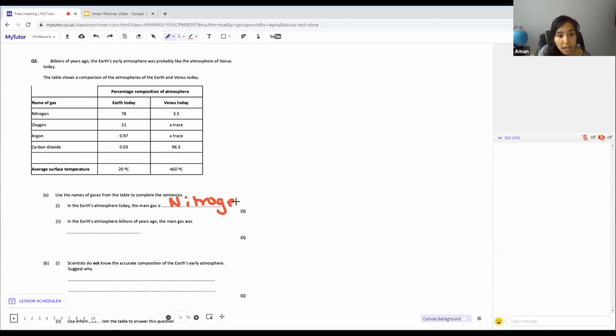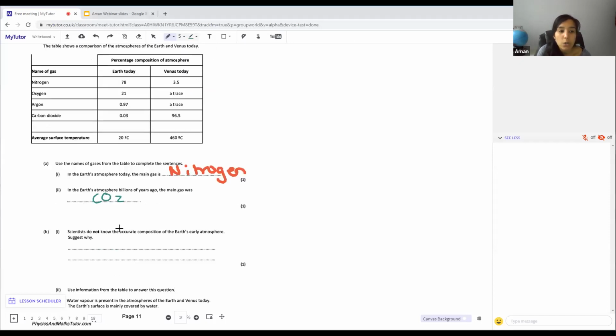What was the main gas many years ago? Remember I said this one was the most abundant gas many, many years ago in the early atmosphere, which was good, carbon dioxide. Excellent, well done. Scientists do not know the accurate composition of the Earth's early atmosphere. Why do we think that is? Yeah, it is all theories, but this question is essentially asking, why are we having to use theories?